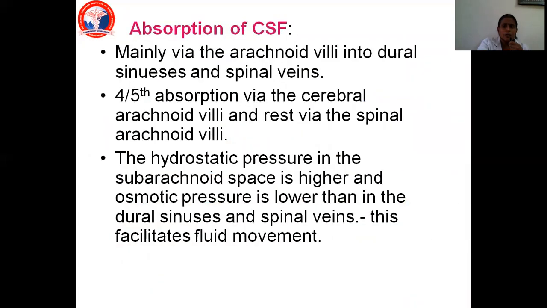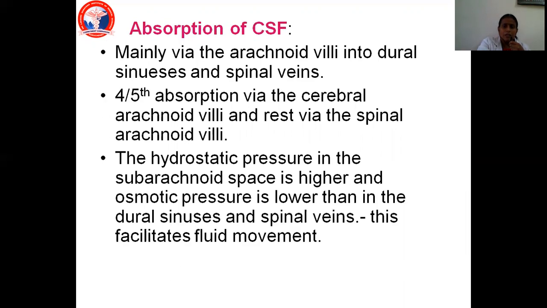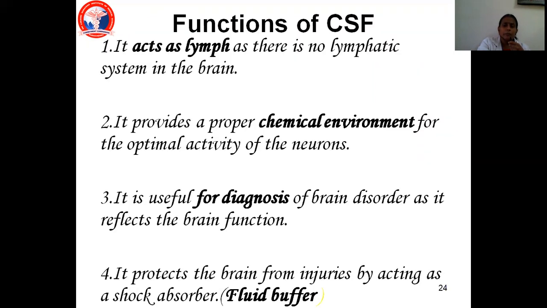And next, absorption. It is mainly absorbed by the arachnoid villi into the venous sinuses and into the spinal veins. Four-fifths of the absorption is via the cerebral arachnoid villi and the rest via the spinal arachnoid villi. The hydrostatic pressure in the subarachnoid space is higher, so it facilitates the fluid movement.